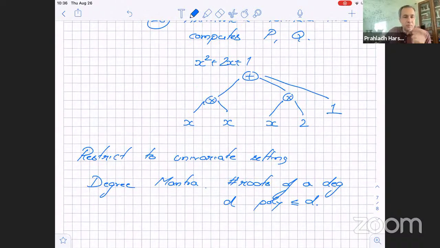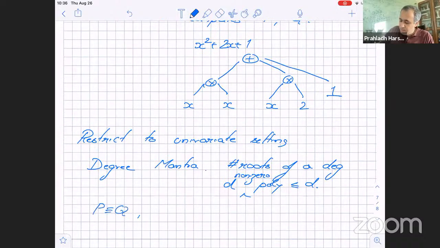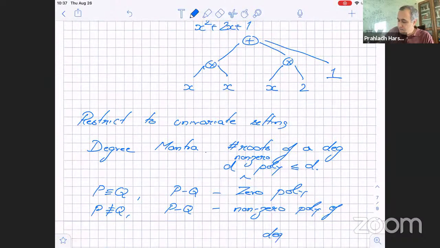Now p minus q, if p's maximum degree was d and q's maximum degree was d, p minus q is also a polynomial of degree at most d and it is non-zero. It's important that this is non-zero. Otherwise, if p were equal to q, then p minus q is the all-zero polynomial. If p is not equal to q, p minus q is a non-zero polynomial of degree less than or equal to d.